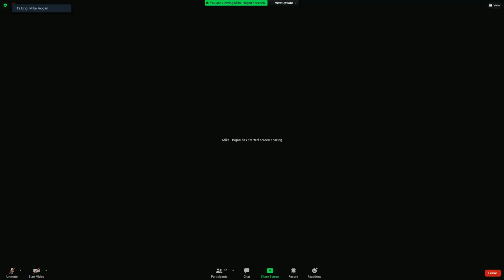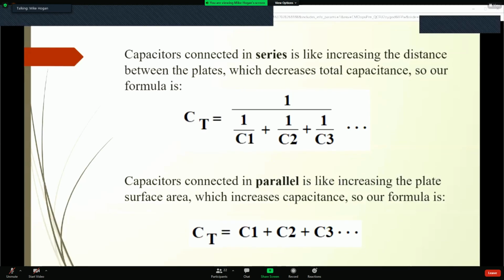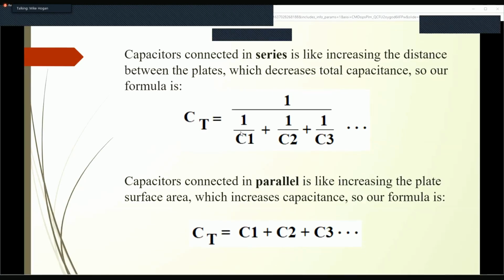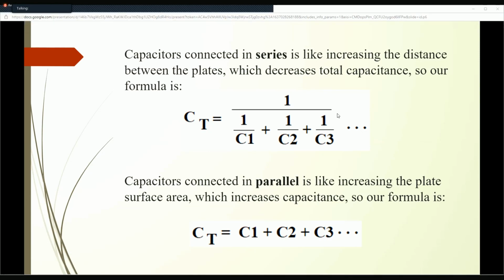All right, so let's go back to the presentation. And here's what we said. C total, this is when we have those capacitors in series. Here's where we had those capacitors in parallel. An increase in parallel is going to be a decrease in series.